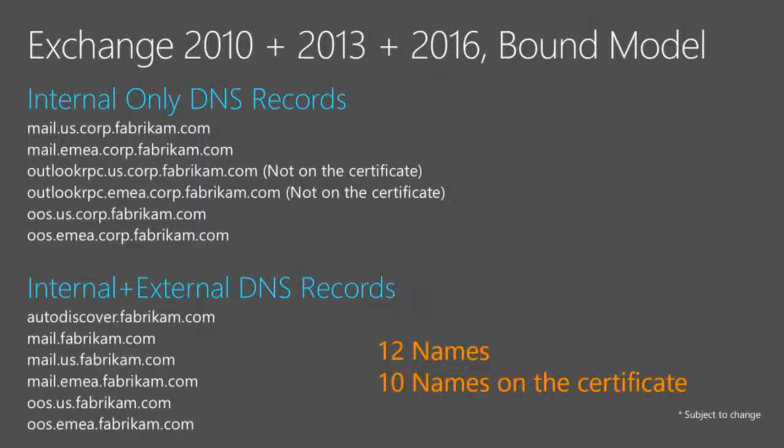We do not include the Outlook RPC names on the certificate because we're not using SSL for RPC, right? For the clients that are on the intranet connecting to Exchange 2010, they're just going straight RPC. They don't care about certificates, right? They only care about certs for EWS or offline address book downloads, things like that. They don't care about the actual RPC connection.